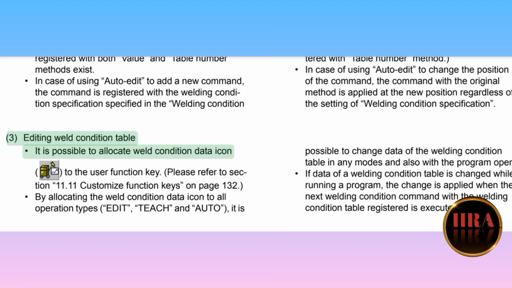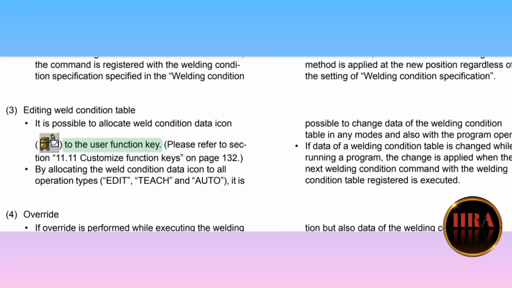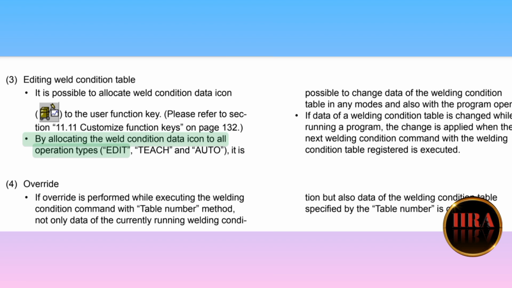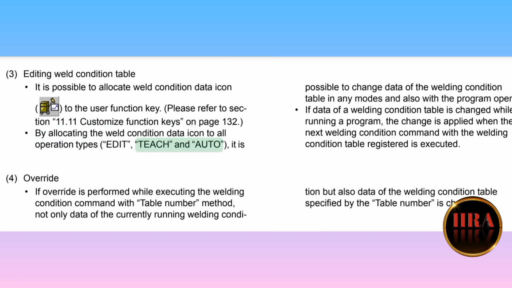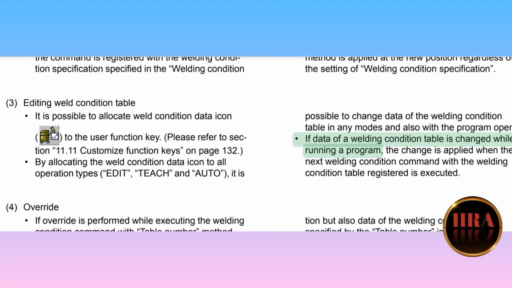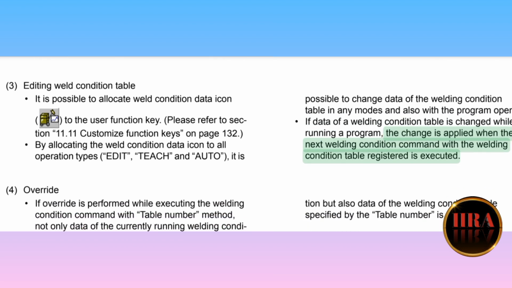3. Editing weld condition table. It is possible to allocate the weld condition data icon to the user function key. Please refer to section 11.11 Customize function keys on page 132. By allocating the weld condition data icon to all operation types, edit, teach, and auto, it is possible to change data of the welding condition table in any mode and also with the program open. If data of a welding condition table is changed while running a program, the change is applied when the next welding condition command with the welding condition table registered is executed.